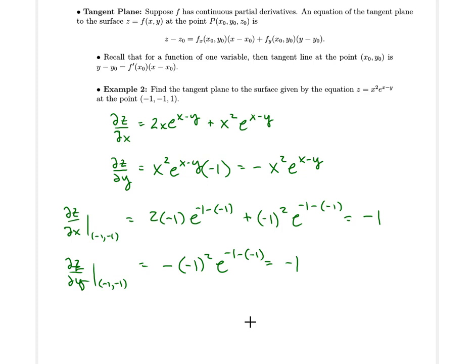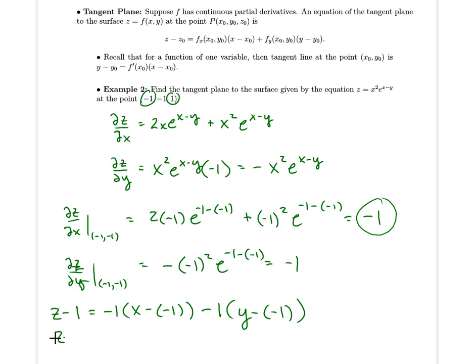All right. And so what is this thing telling us to do? It's just telling us to take z minus the z value of our point equals the partial with respect to x at those x and y values times x minus the x value at our point, and then same thing with the y.